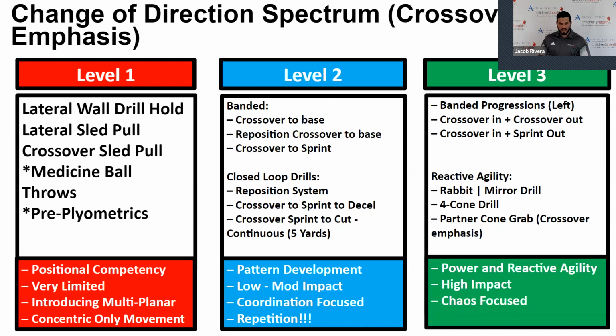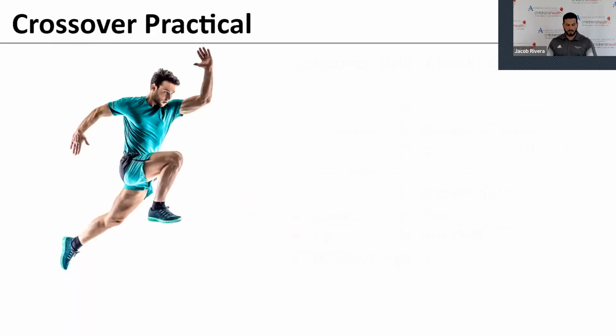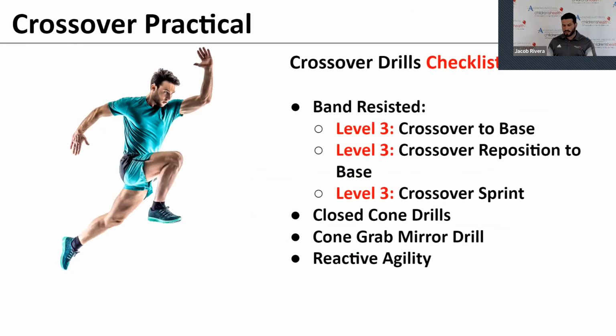Assuming I have about 5 minutes left, we're going to go ahead and finish out here. We have our change of direction spectrum here, and this is going to be a similar focus as the shuffle emphasis. Before we were focusing more on shuffling, this is going to be more rotational type movement, where I'm actually cutting and then changing directions. So in the practical, you'll see the crossover to base, the crossover reposition to base, and the crossover sprint.